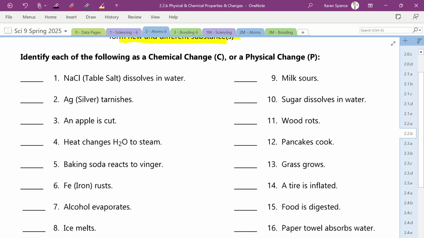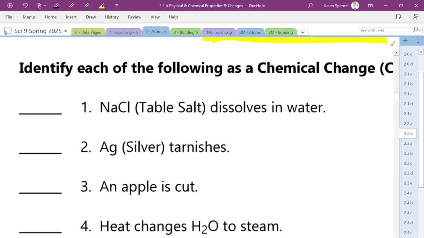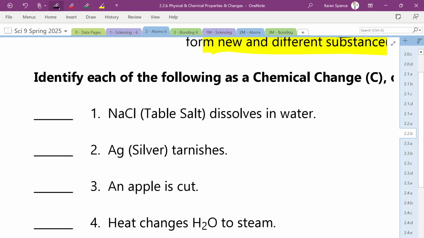Okay, let's go over these really quickly. Table salt dissolves in water, chemical or physical? Physical, because dissolving is physical. What does it mean to say that silver tarnishes? It means you get a layer of a different color on it, okay? Rusting is a type of tarnishing, but if you get silver, like silverware, people used to have to polish it all the time because it would get a layer of silver oxide on the top. Chemical or physical? Chemical.